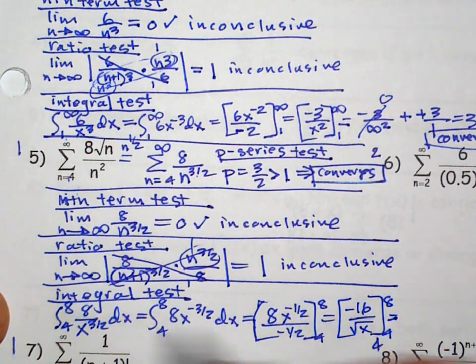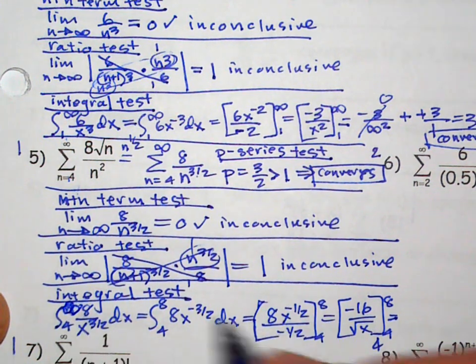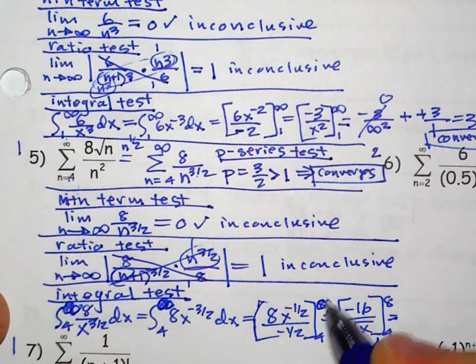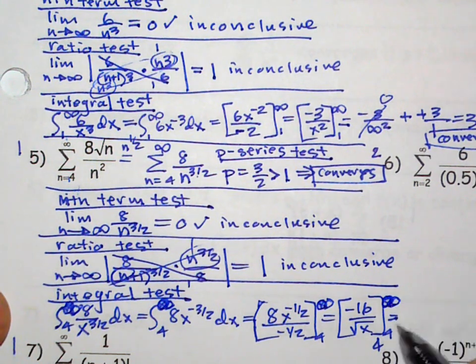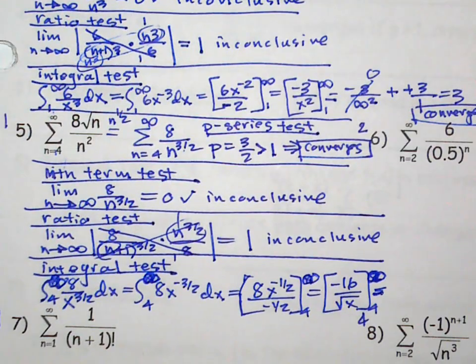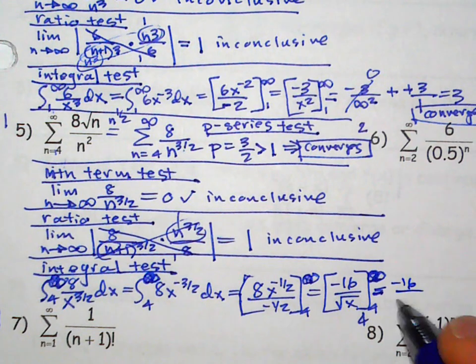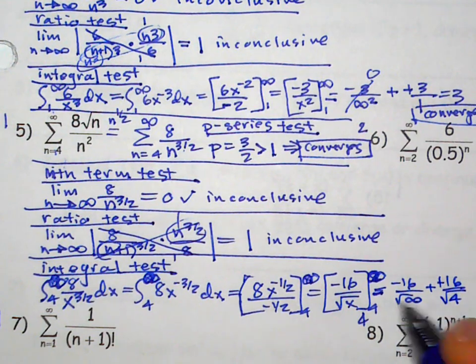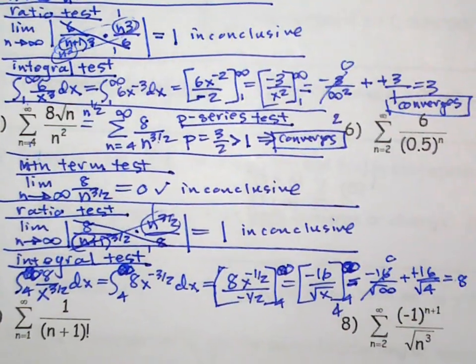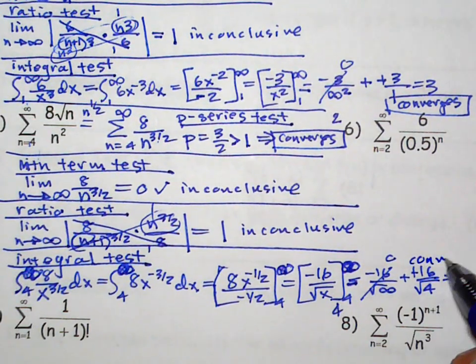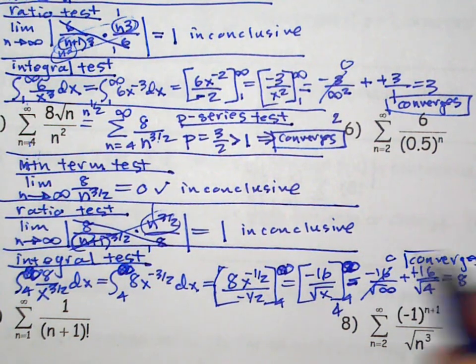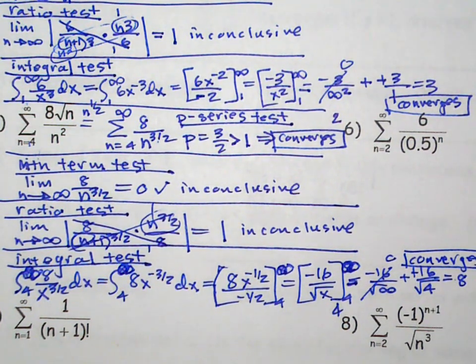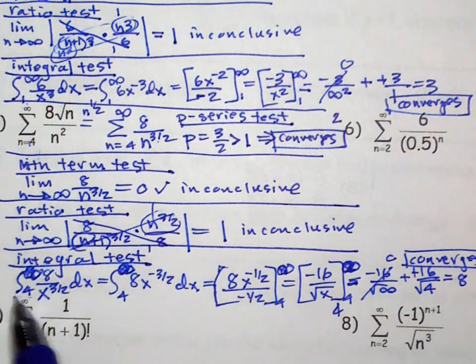And my infinities somehow became 8s. I guess they look kind of like 8s sideways. I'm going to realize, though, at the end, I hope I'm going to get improper integrals. So we get negative 16 over the square root of infinity minus negative 16 over the square root of 4, plus plus. That goes to 0. We're going to get 16 over 2, which is 8. Which means it converges, which means our series must also converge. Not to 8, but to something else. So there's the long way of doing it a bunch of different ways.